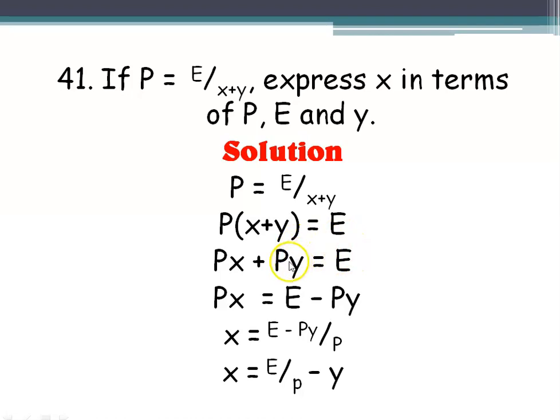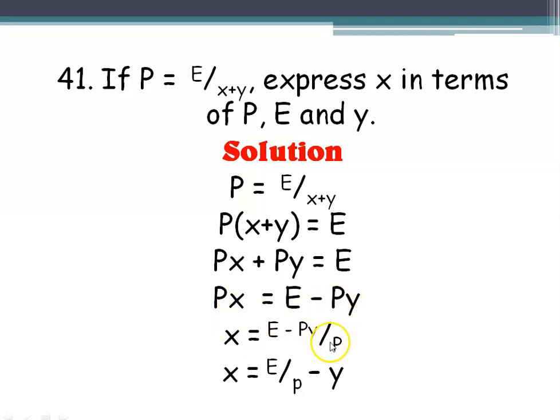Alright, the next thing is to bring my PY to this other side. Now remember, when PY crosses the equality sign, it becomes minus PY. So my PX is equals to E minus PY. But remember what I need is X. So I'll divide both sides by P. PX divided by P, P will cancel P. I'll be left with X, and then E minus PY divided by P.